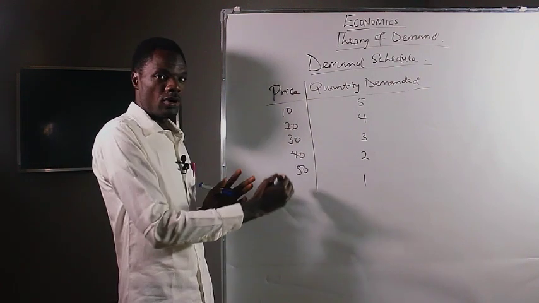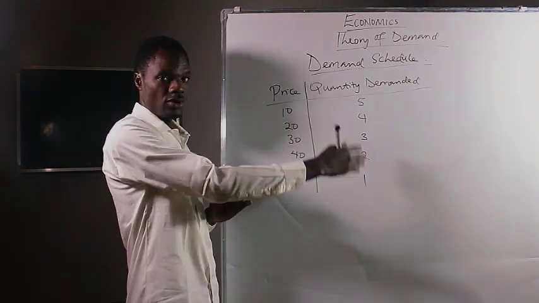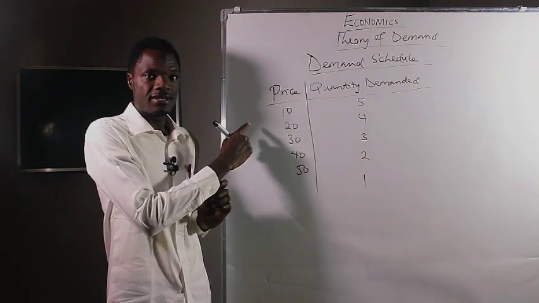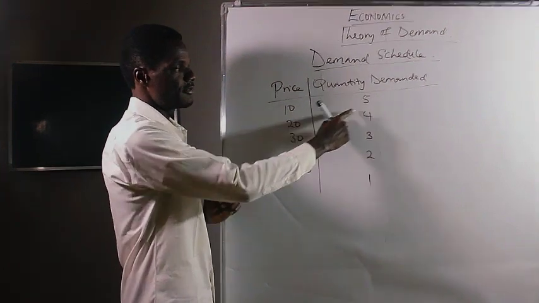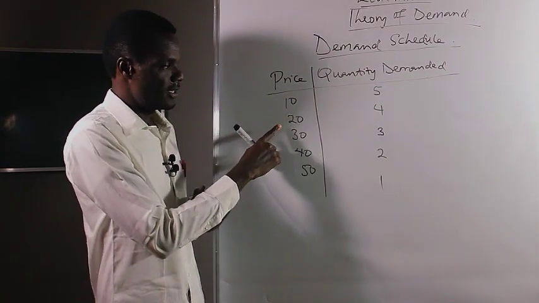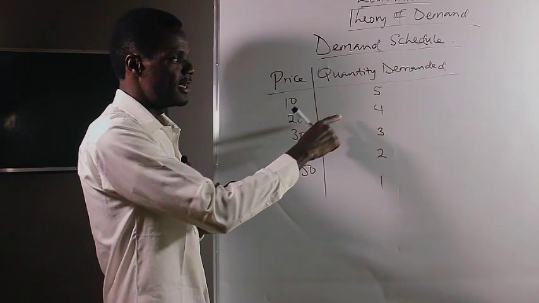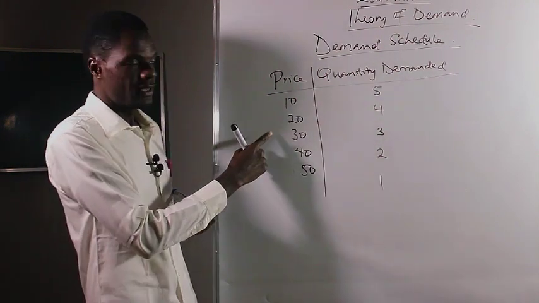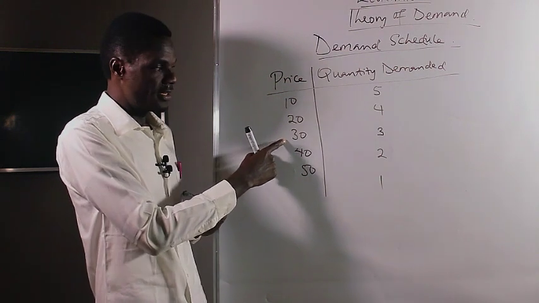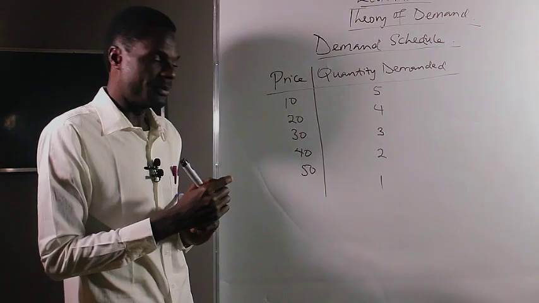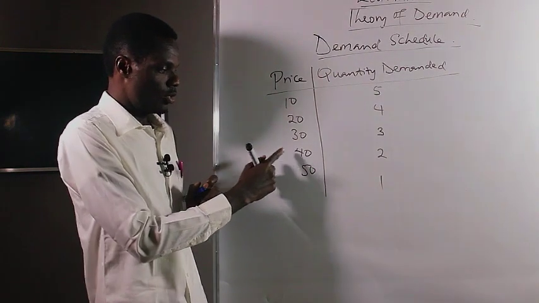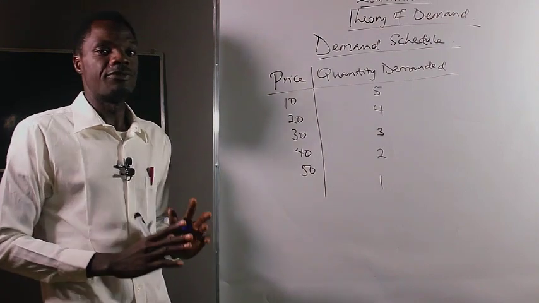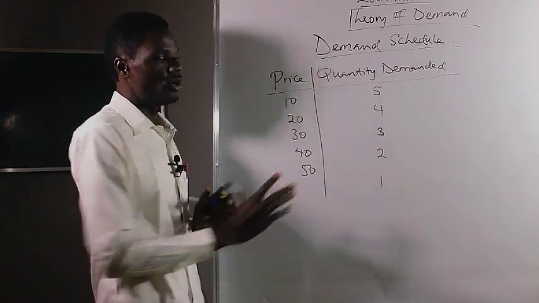Now, on the first column, we have seen the price, and on the second one is plotted the quantity demanded. Now, when the price is 10, the total unit that was demanded is 5. Now, the price increases to 20, and the quantity demanded decreases by 1. That's why we have 4 units demanded. And again, the price increased to 30, and that's why we have 3 units demanded. And the price now rose to 40, and we have only 2 units demanded. And finally, the price increased to 50, which is the peak point, and we have only 1 unit demanded.